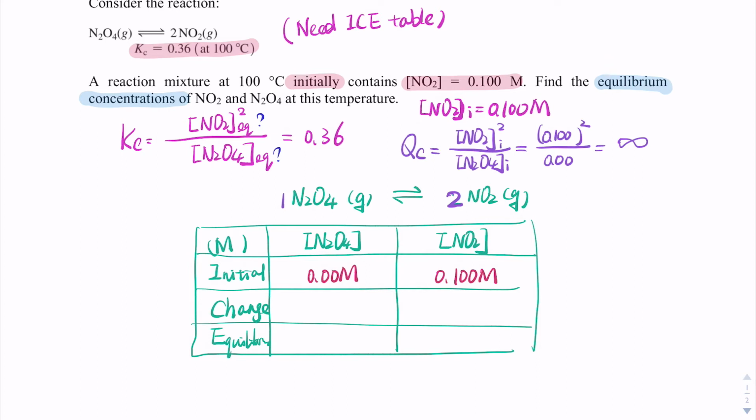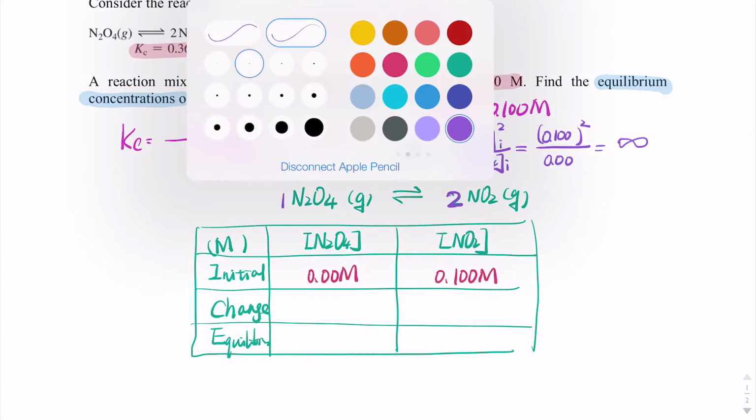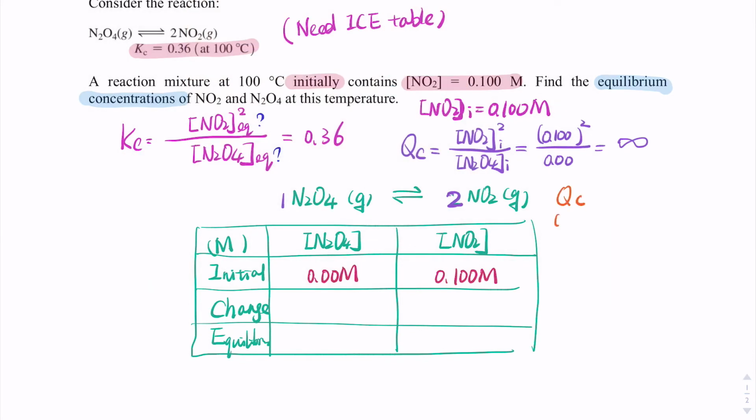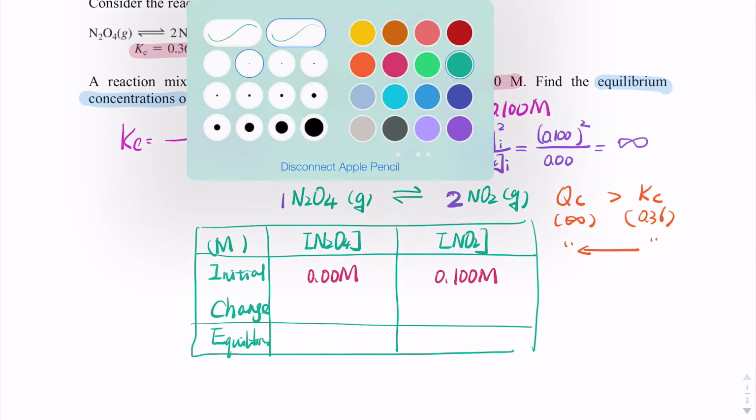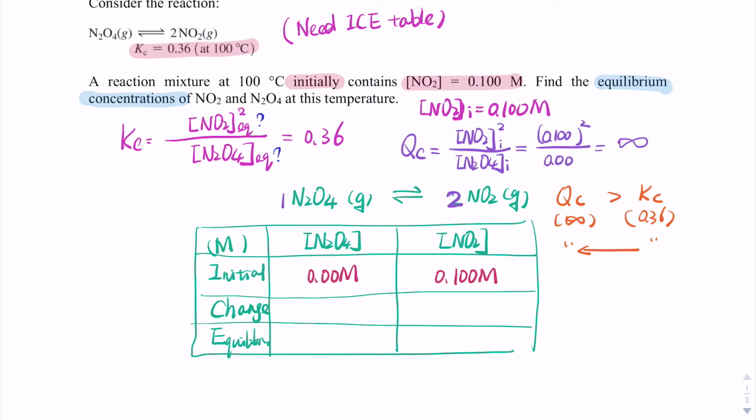Now we're going to compare Q and K. Qc is infinite, and of course this is going to be bigger than Kc, whose value is 0.36. This tells us the direction is going to go to the left, the reverse direction. This helps us determine the signs for the change. Since the direction goes to the left, the change will be negative for the product and positive for the reactant. Think about it and make sure it makes sense to you.